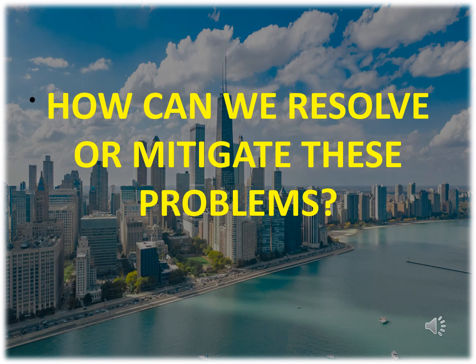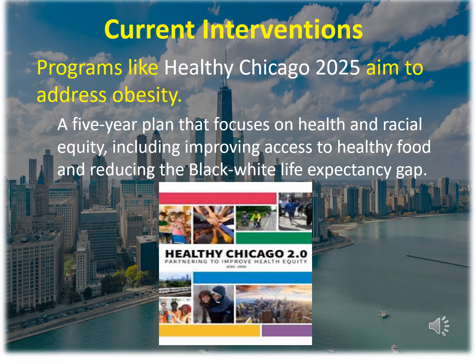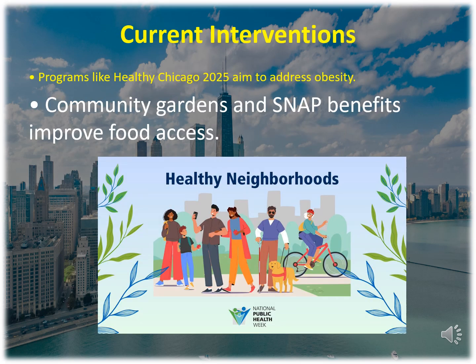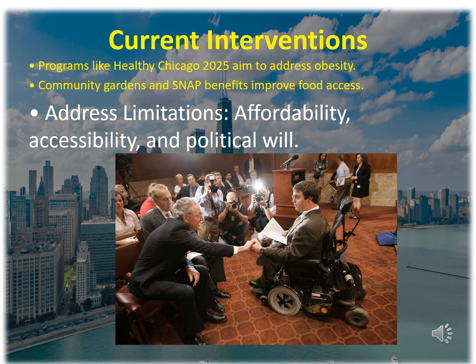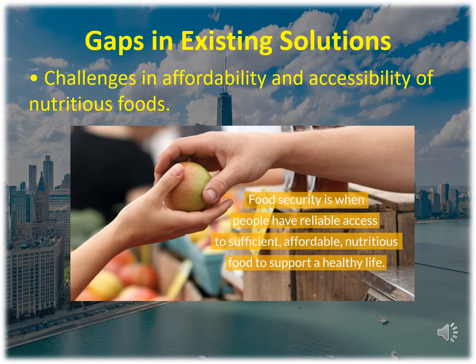So, how can we resolve or mitigate these problems? Chicago has several solutions. 1. Healthy Chicago 2025 aims to address obesity. It's a 5-year plan that focuses on health and racial equity, including improving access to healthy food and reducing the black-white life expectancy gap. Number 2. Community gardens and SNAP benefits improve food access and address the limitations of affordability, accessibility, and political will.